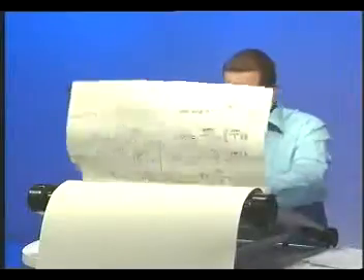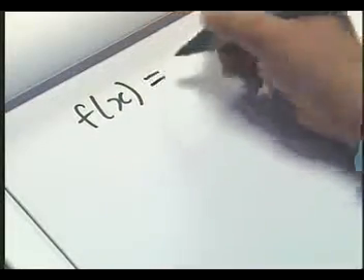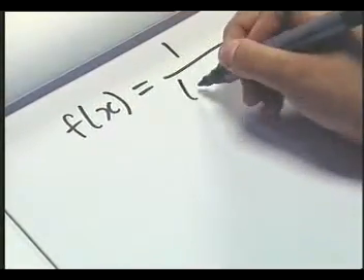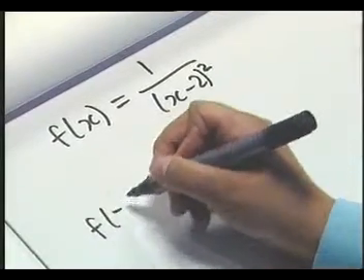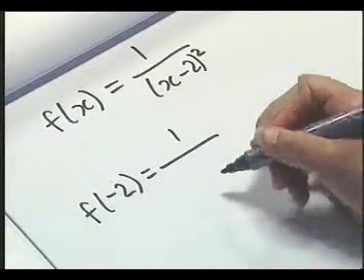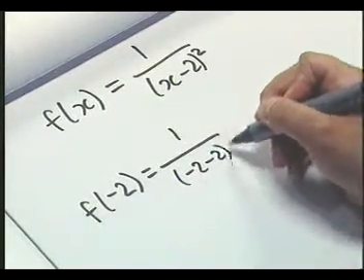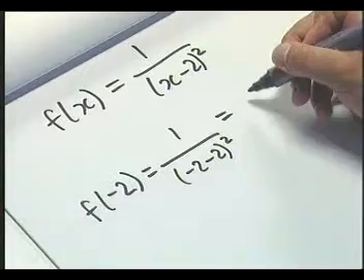Okay, for the last example, I'd just like to look at the function f defined by f of x equals 1 over (x minus 2) all squared. So, as always with the examples we've done, it's worthwhile starting off by looking at some different values for the argument. So we'll start off with an argument of minus 2. So f of minus 2 gives us 1 over (minus 2 minus 2) squared, which gives us 1 over minus 4 squared, which is 1 over 16.